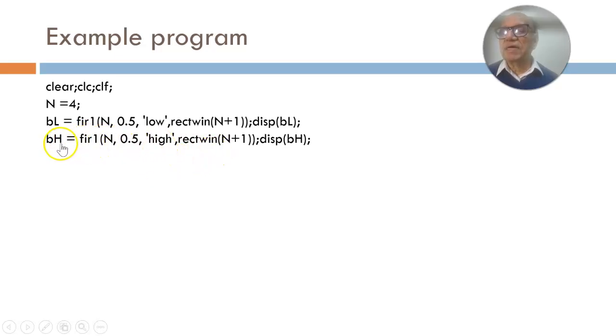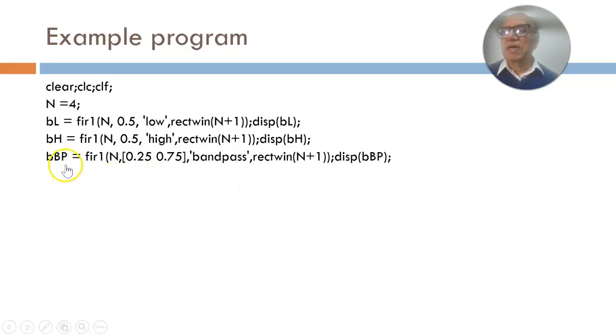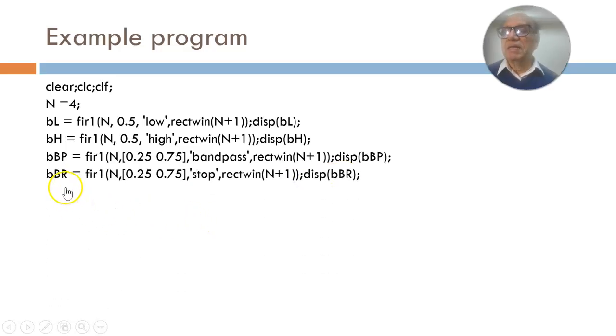This low changes to high, so we call this BH. The BH array will store the coefficients of the high pass filter. Similarly, you calculate the coefficients for the band pass filter and display them. Finally, calculate the coefficients for the band reject filter and display them also.